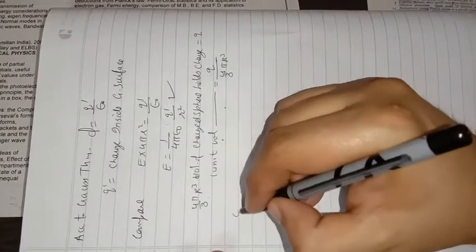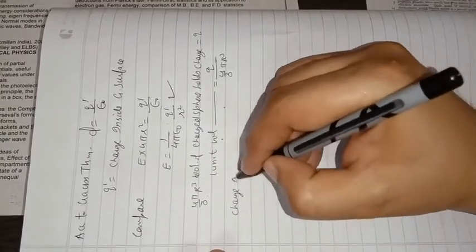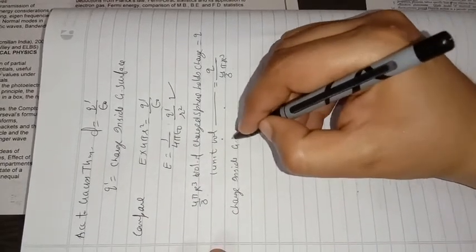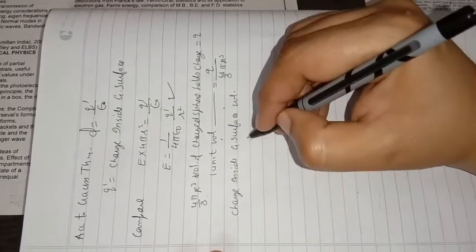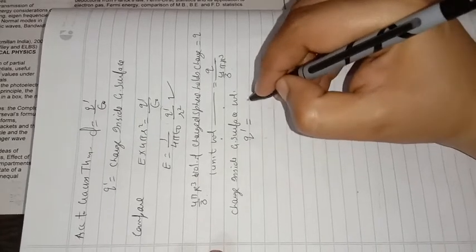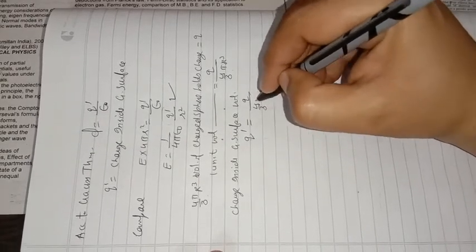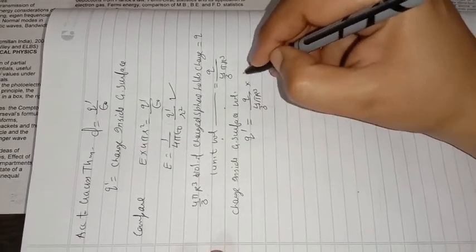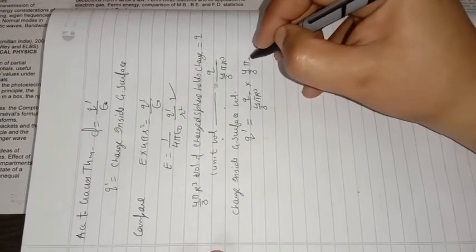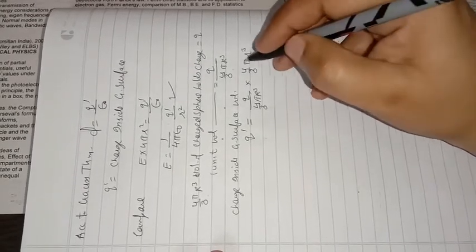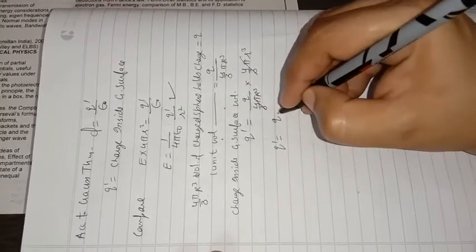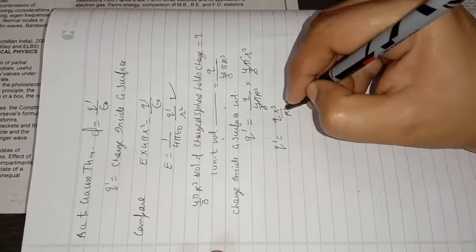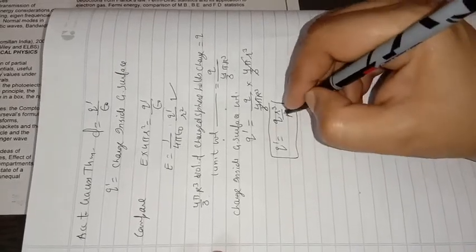So the charge inside the Gaussian surface volume will be q dash equal to q over 4 by 3 pi r cube into the volume of the Gaussian surface, 4 by 3 pi into small r cube. 4 pi by 3 cancels, q dash is equal to q r cube over r cube. This is the value of q dash.